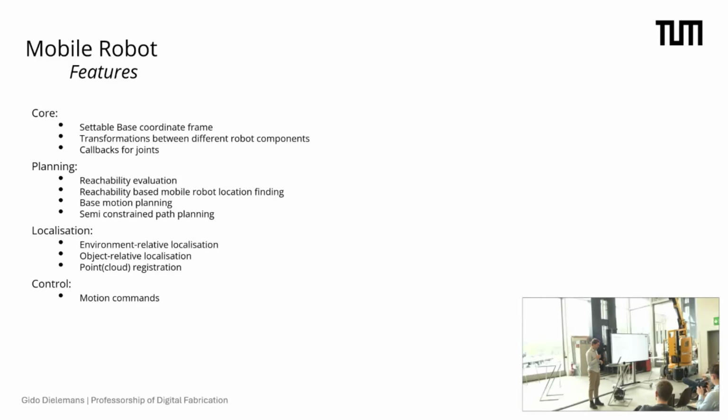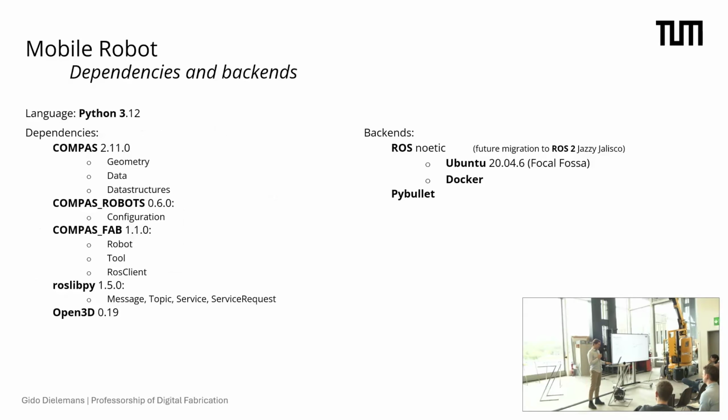Then there's the planning, which focuses more on reachability. So where the robot is, can we actually manipulate a specific object in the environment? That we can then also relate to where the base is. We can plan the base motion, and we have a semi-constrained path planning for the end effector, which helps us in a tight spot. Then localization is very much key. As we are moving the robot around all the time, we have to accurately know where it is to manipulate an object in our space. And lastly, there are the control commands.